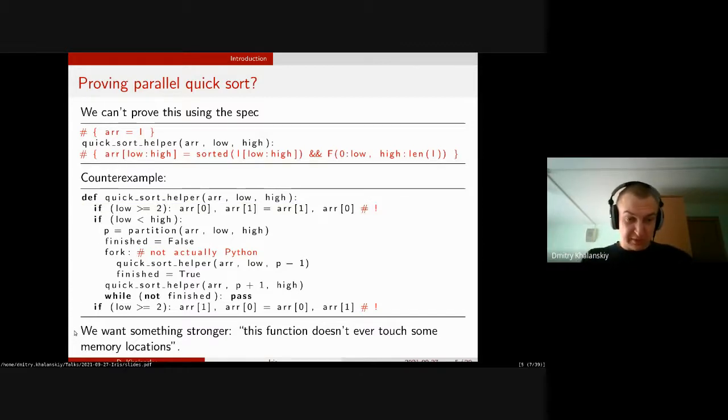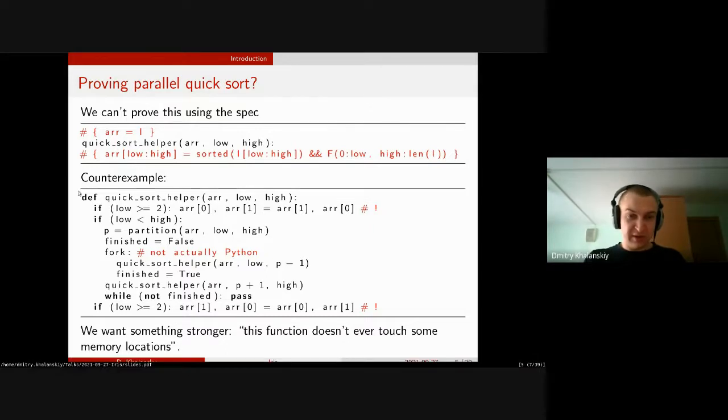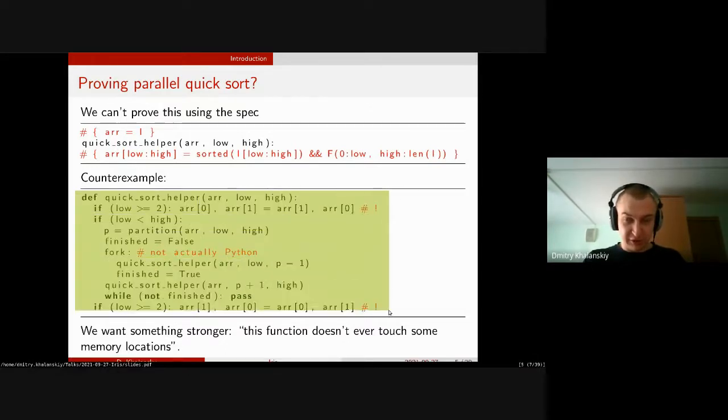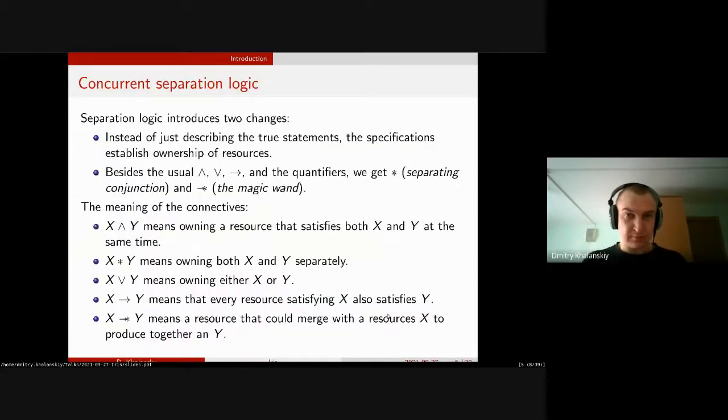So we want a stronger statement than this frame statement. We want to claim that this function doesn't actually ever touch the memory that it doesn't have any business knowing about. Here we arrive to the notion of separation logic.